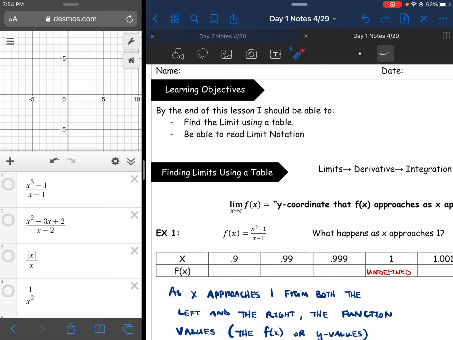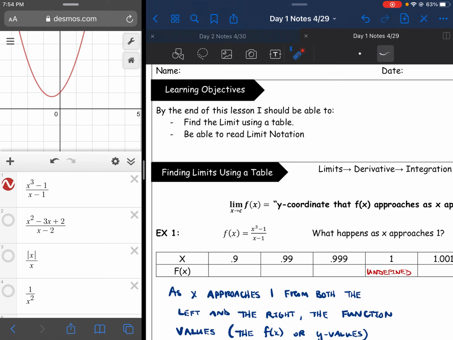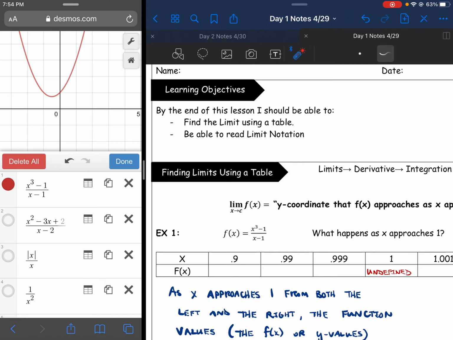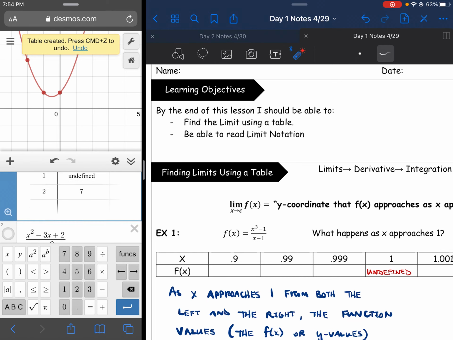So you can see over here I've got a Desmos screen. Here's x cubed minus 1 over x minus 1. Notice that at the input of 1, if I put a little marker right there, you can see that at 1, the function is undefined, okay, because it creates a 0 in the denominator. We can't divide by 0. So if I click on this little settings wheel and I click on the table icon, I can actually turn this into a table. So let's figure out what happens, and I can adjust it myself.